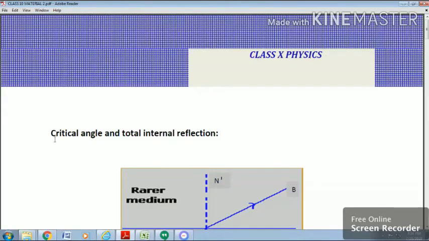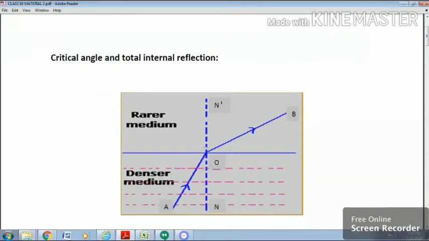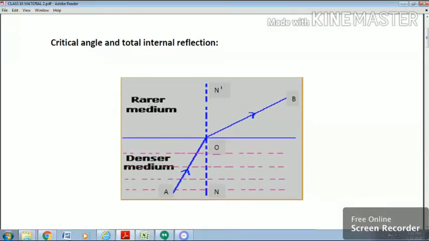Today we will start a new chapter, that is 4D, critical angle and total internal reflection. And in that we will start with critical angle.